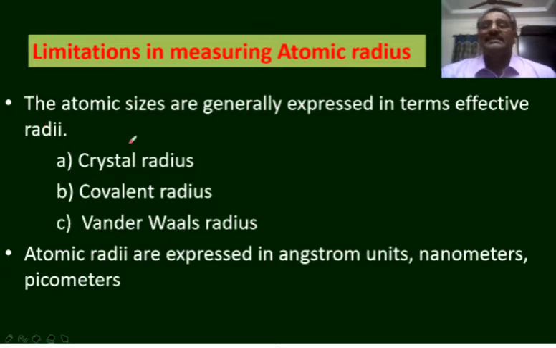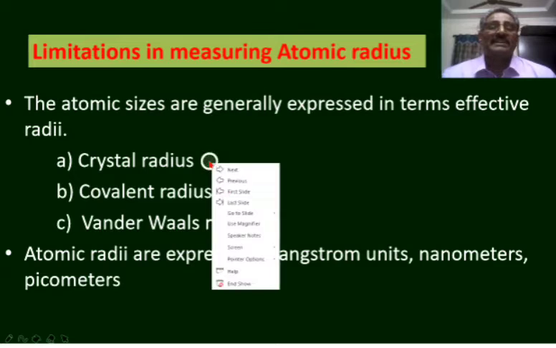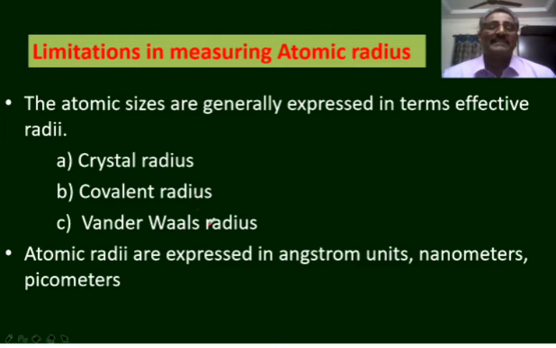These sizes are generally expressed in terms of effective radii. The atomic radii are generally expressed in terms of effective radii. So these are usually expressed in terms of crystal radius, covalent radius, and van der Waals radius. Let us see what crystal radius is.